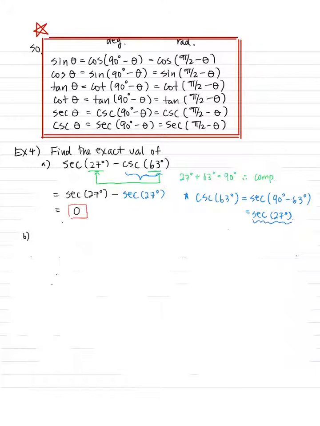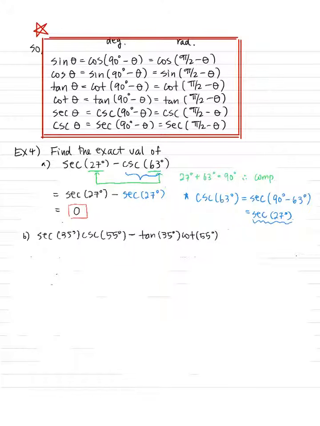Okay, so what can I come up with? Let's do another secant then. So secant of, how about 35? Secant of 35 degrees, and then cosecant of 55 degrees, minus tangent of 35, and then cotangent of 55 degrees.